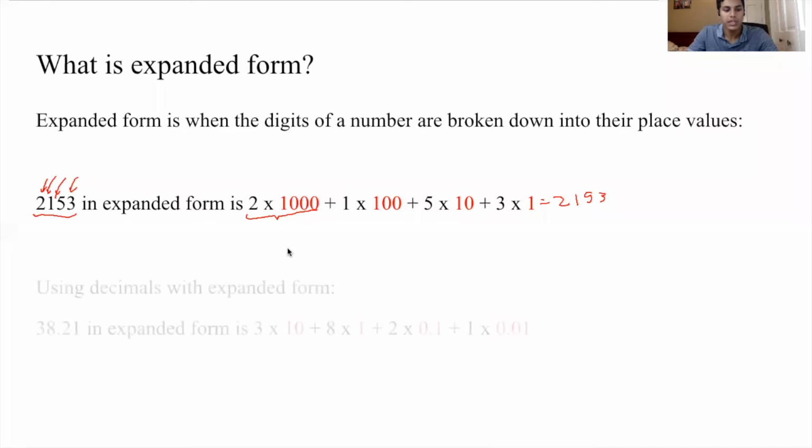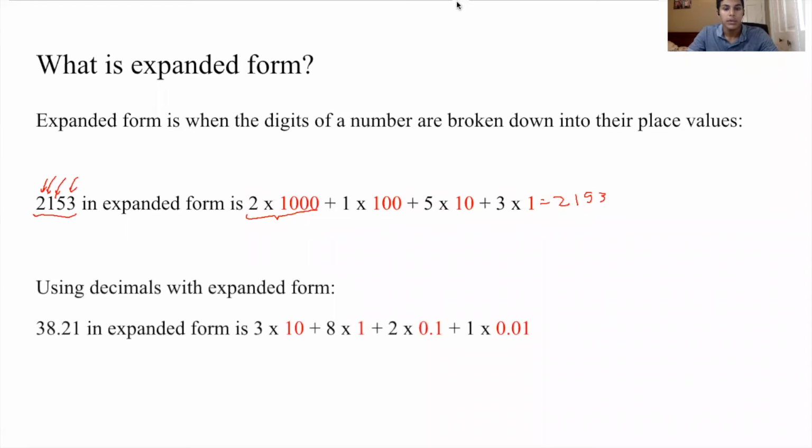Now we can also use expanded form with decimals. We use the same type of idea, except we're just beyond the decimal place now. So 38.21 written in expanded form would be written like this: 3 times 10 plus 8 times 1 plus 2 times 0.1 plus 1 times 0.01. So we're taking the tenths place and doing 2 times 1/10, which is 0.1, and the hundredths place and doing 1 times 1 100th, which is 0.01.